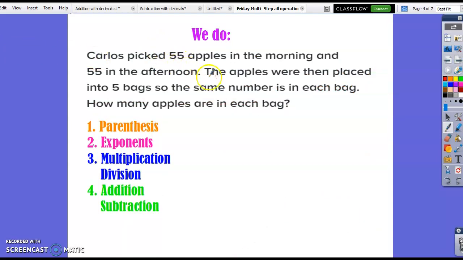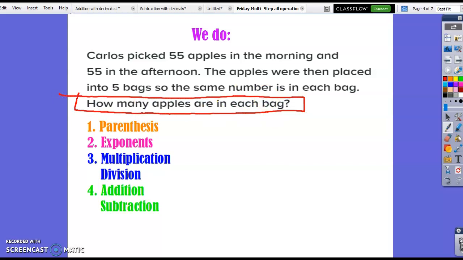Carlos picked 55 apples in the morning and then 55 apples in the afternoon. The apples were then placed into 5 bags. So the same number is in each bag. How many apples are in each bag? So I am going to look at this. And again, I want you guys to be thinking about doing this on your own. So we're going to walk through this one.